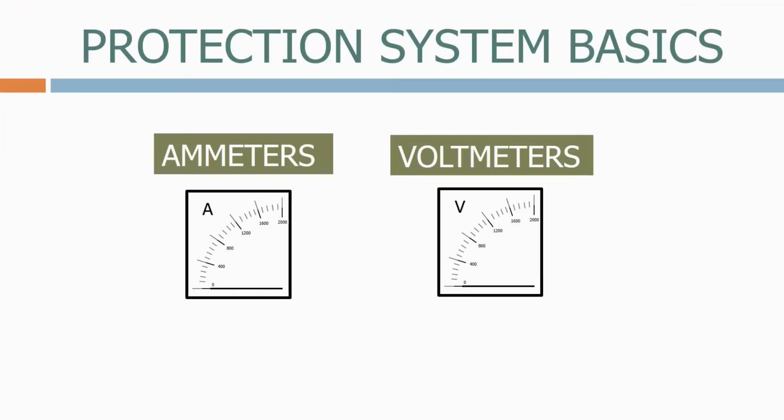To indicate the level of the currents and voltages on the system, we use ammeters and voltmeters. And we use them widely throughout the course to show what's happening with the currents and voltages.